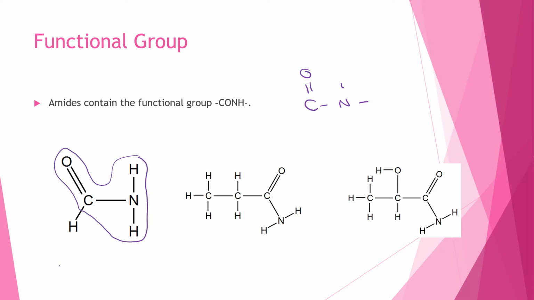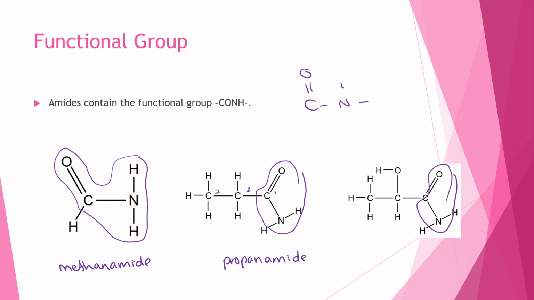So this would be methanamide. This one here is the amide group. That would be carbon number 1, 2, 3. So this would be propanamide. And this one here, there's the amide group, 1, 2, 3. So that's propanamide with a 2-hydroxy. So the amide group is on carbon number 1.